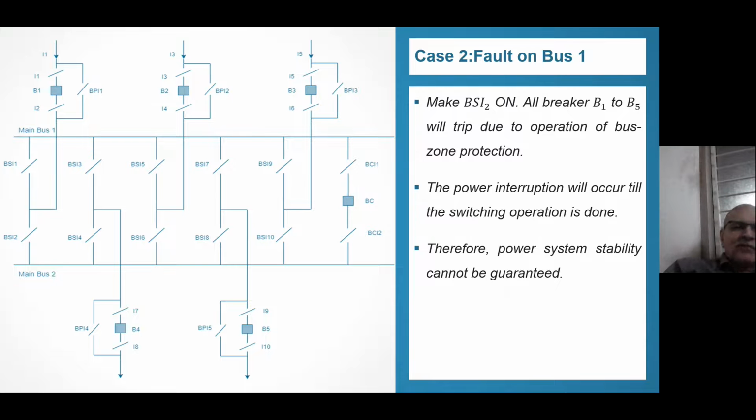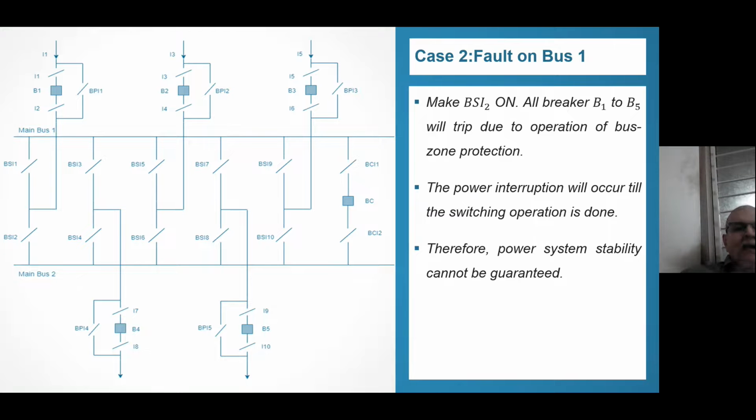If there is a fault on bus 1, you see bus 1 and bus 2 are also connected because the bus coupler is on. So once all breakers B1 to B5 trip, the complete power on this substation will go, consumers will not get power, and the power system will not feed power to this. This double bus scheme is a big substation, maybe 500 MVA, so there are every chances that the power system may become unstable. Power system stability is not granted.